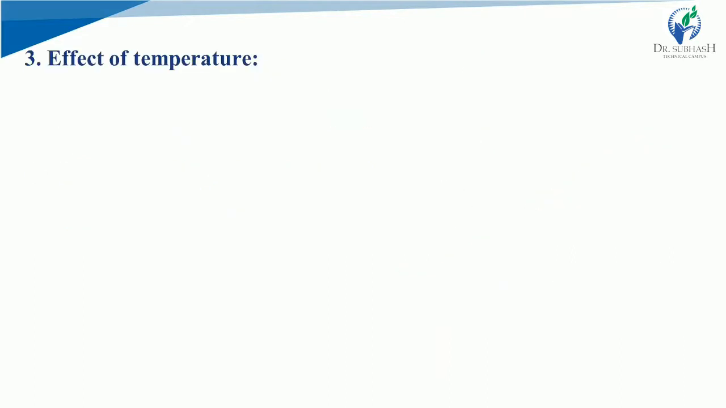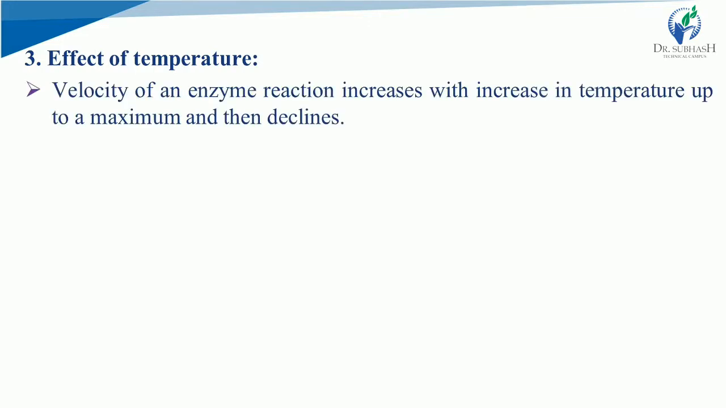Number 3 is effect of temperature, the extremely important point. Velocity of an enzyme reaction increases with increase in temperature up to a max and then declines. This is extremely important, please remember, right? A bell-shaped curve is usually observed. This is different from the other factors that we have seen. The graph is totally different, so you need to keep this in mind, right?